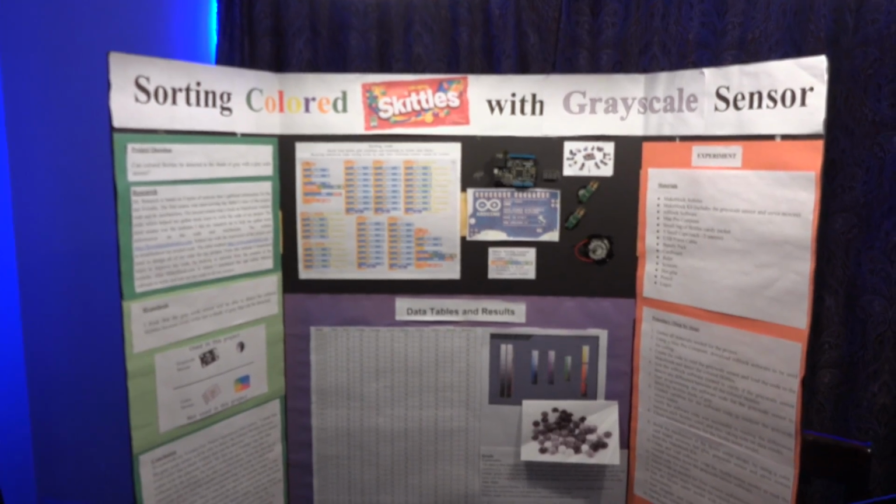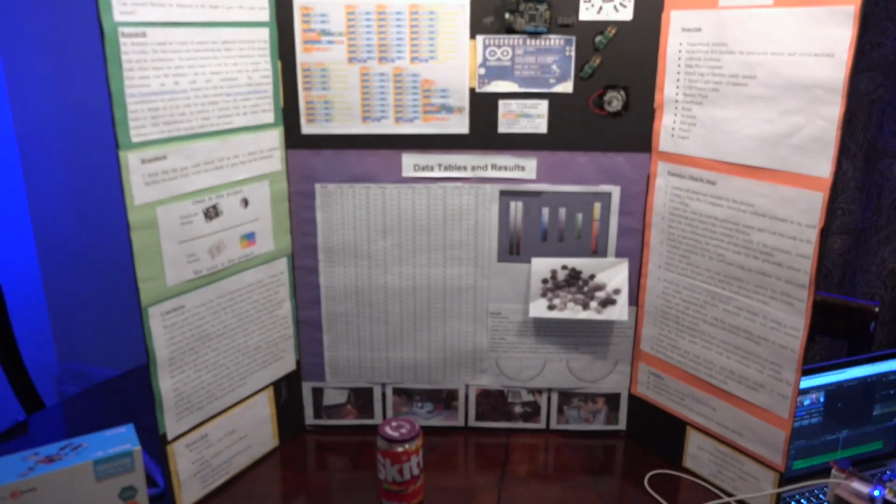Hi, my name is Antonio Robles, and today we're going to be talking about my science project. My science project title is called Can Colored Signals be detected with the grayscale sensor? My hypothesis is yes, every single color can be detected with the grayscale sensor because every single color is a shade of gray in it.